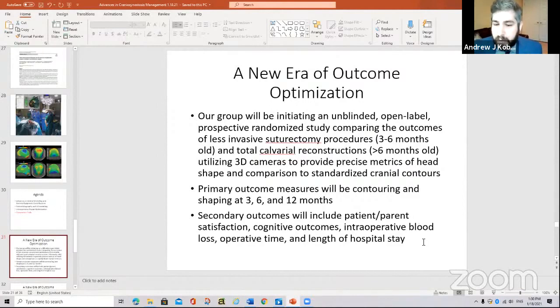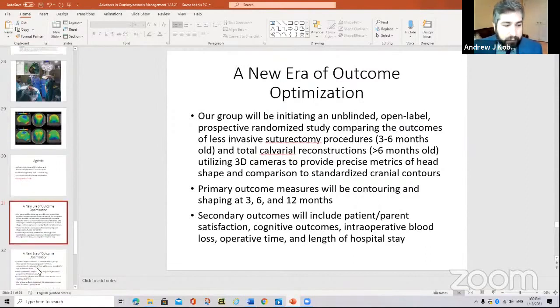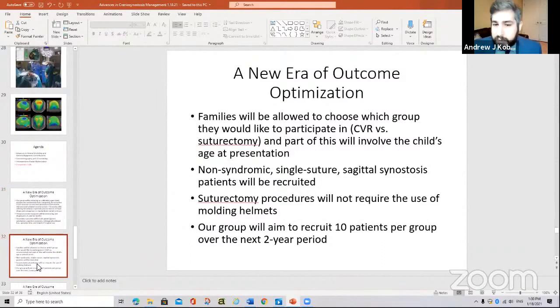Of course, other outcomes will include patient and parent satisfaction, cognitive outcomes, intraoperative blood loss, operative time, and length of hospital stay. These families, of course, will be allowed to choose which they prefer, either complete cranial vault remodeling or suturectomy, and part of this will be determined by the patient's age at presentation. We'll start with just non-syndromic single suture sagittal synostosis. These patients will be recruited. If we do suturectomies, we won't use molding helmets.